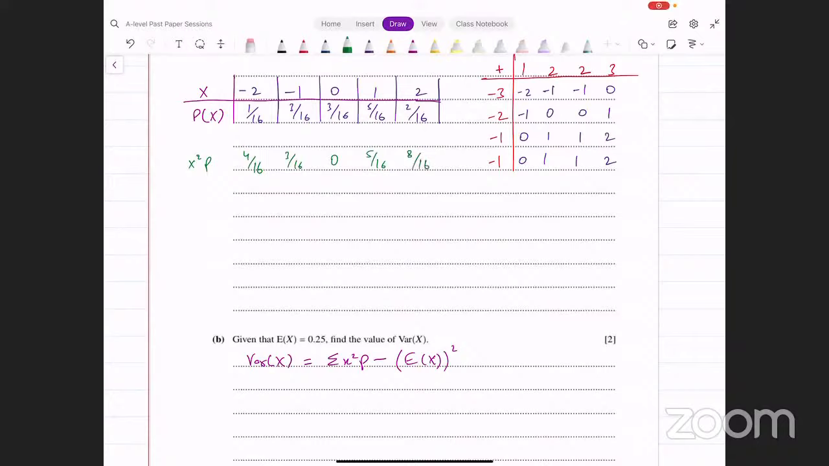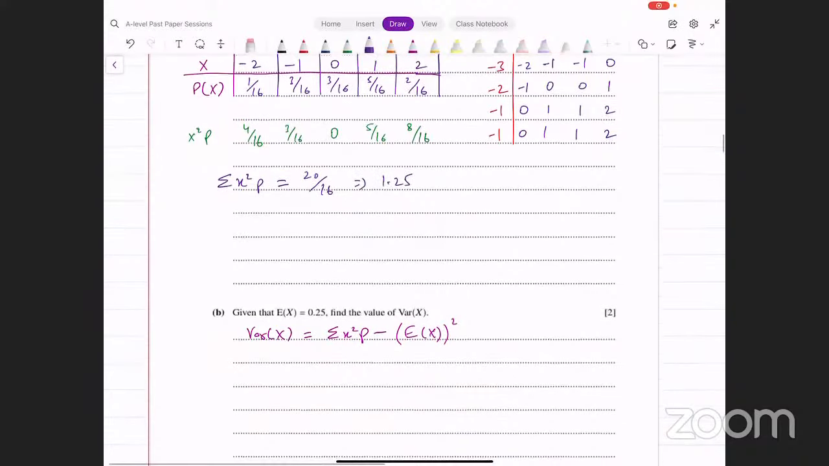Now what we do is we add all of these numbers up. ठीक है, numbers को सबको add कर लें. Sigma x square p आ जाएगा. Let's see what that turns out to be. 4, 3, that's 7, 7 and 5, 12, 12 and 8 is 20. That's going to be 20 over 16. You can write that in decimals if you want. It should be 1.25. ये sigma x square p आ गया आपके पास.